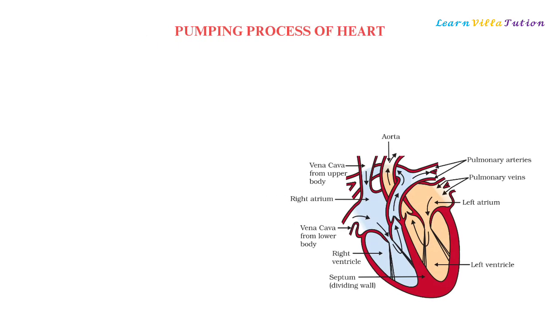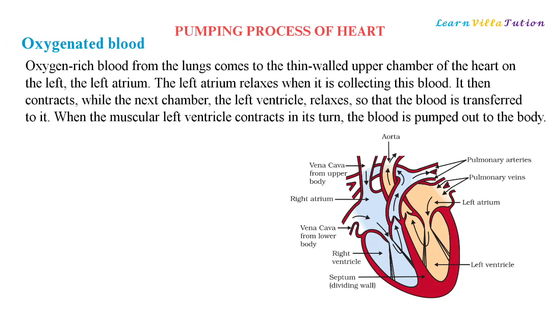Pumping process of the heart. Oxygenated blood. Oxygen-rich blood from the lungs comes to the thin-walled upper chamber of the heart on the left, the left atrium. The left atrium relaxes when it is collecting this blood. It then contracts, while the next chamber, the left ventricle, relaxes, so that the blood is transferred to it. When the muscular left ventricle contracts in its turn, the blood is pumped out to the body.